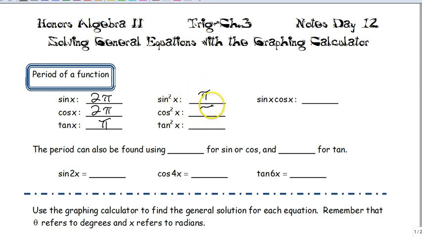That means cosine will also be pi. Now tangent, don't get mixed up on it. You don't divide that one by 2, because what happens is it flips up, but it's still one cycle every pi. If we graph that, it would look the same. And then finally, sine times cosine. If you do that, it's like a sine squared or a cosine squared. You also get a pi. Again, you don't have to memorize these. You can just look at your calculator.